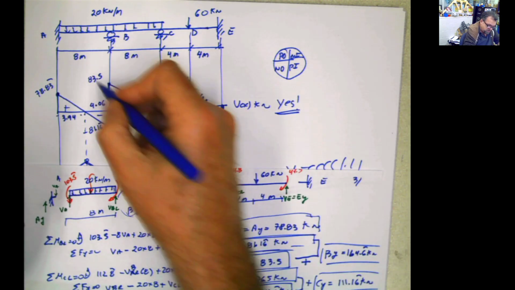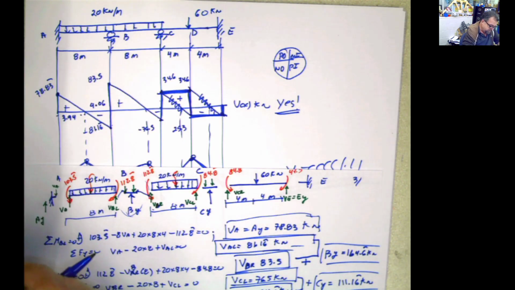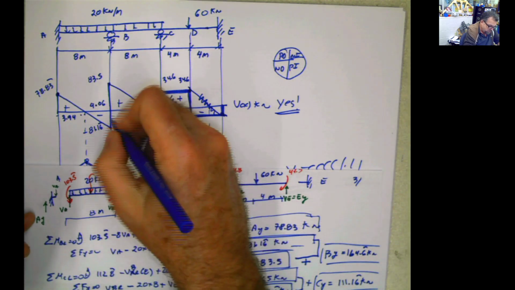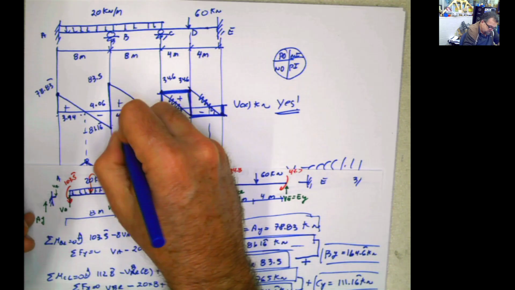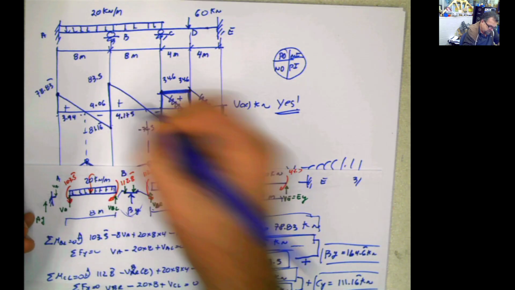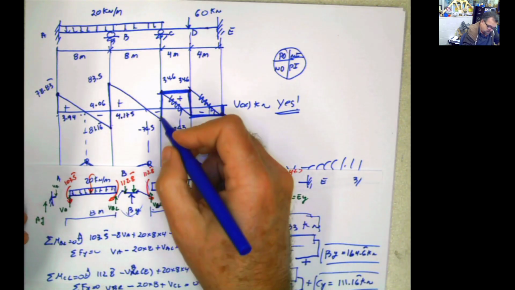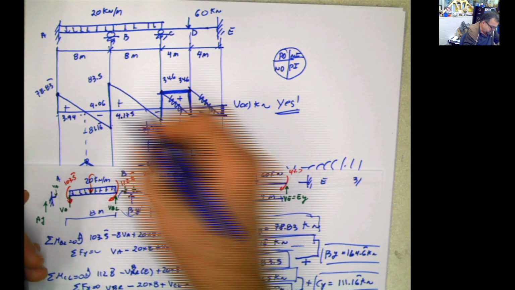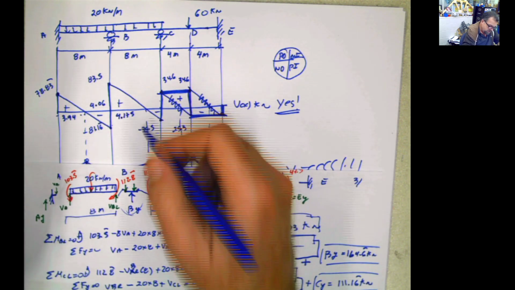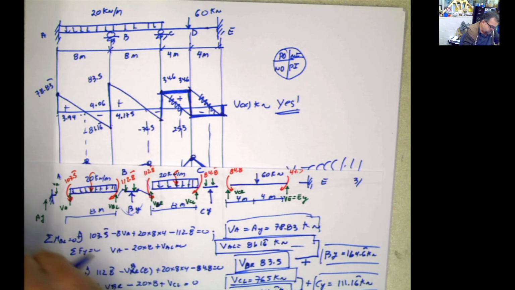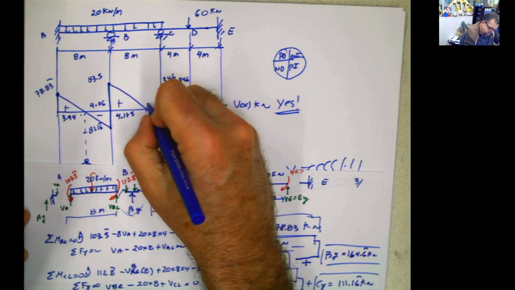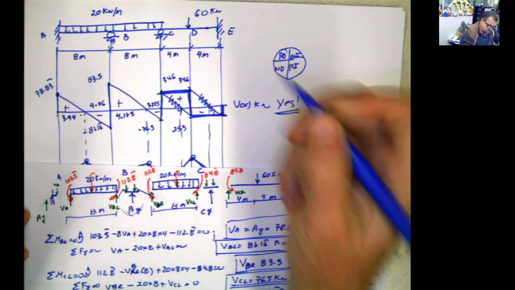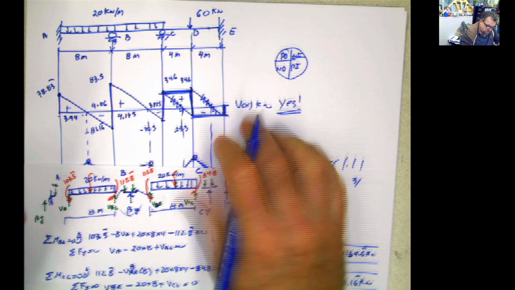Now 83.5 divided by 20 is going to give you this distance, 4.17775. And this one here is supposed to be this minus that, so this one is going to be 76.5 divided by 20, 3.825. And that's it, and we know this distance, which is 4, and we know that.